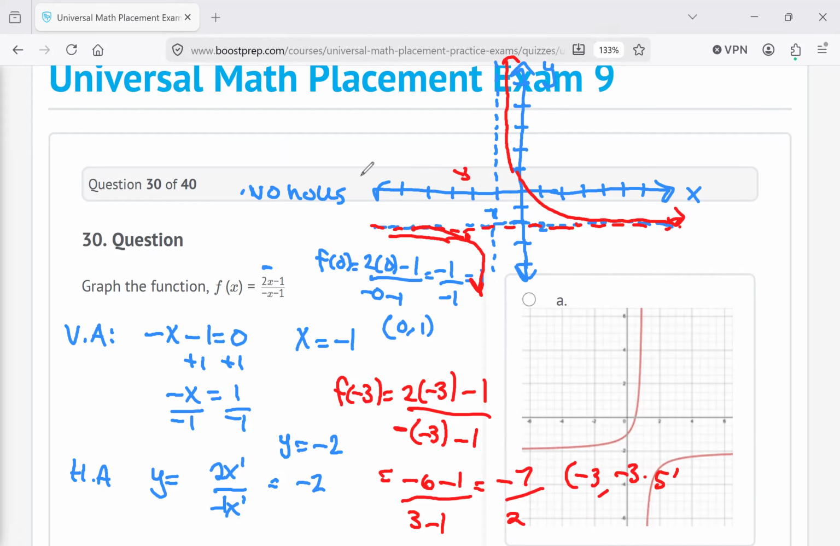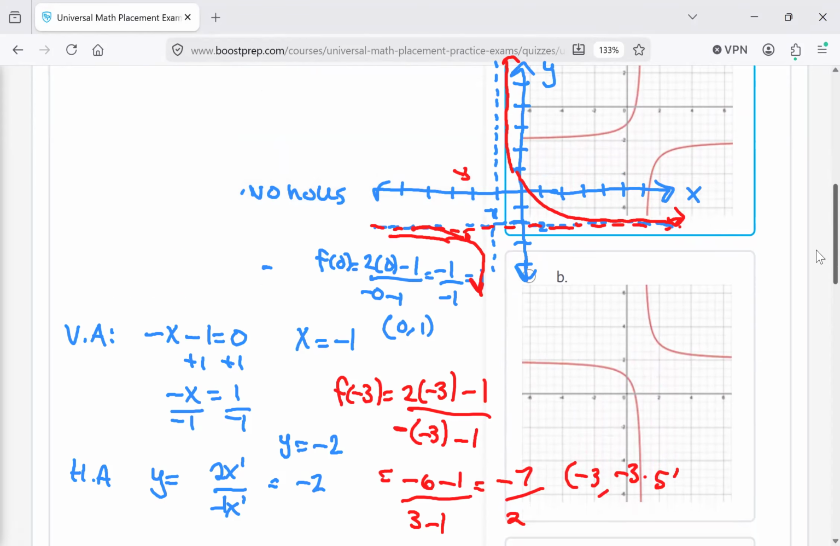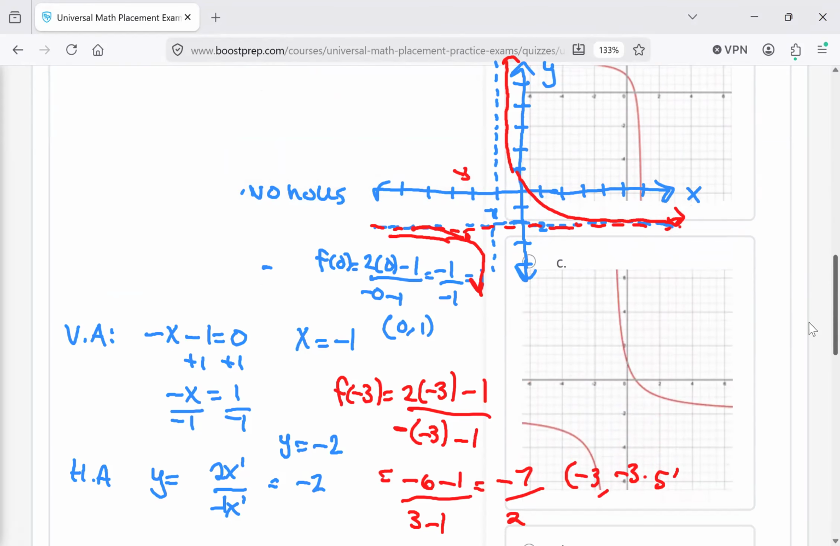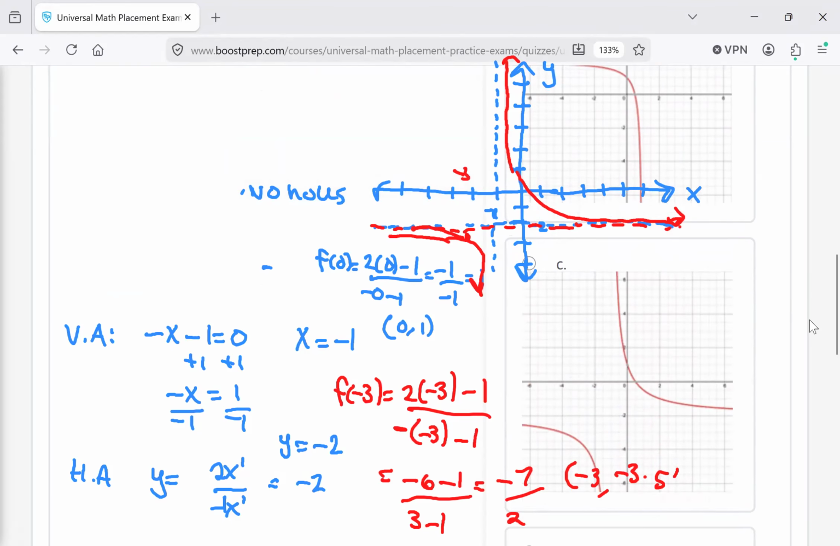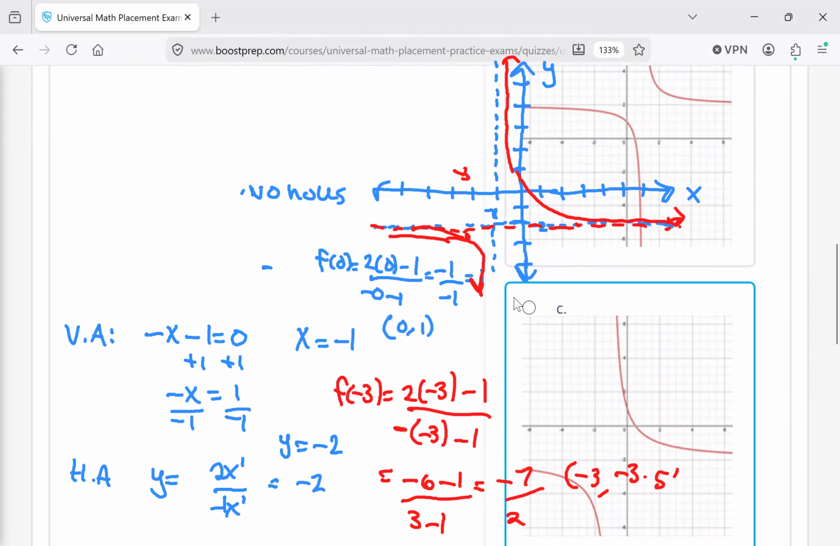I don't think it's A. Is it B? Maybe, right? Vertical asymptote, no, no, that's off. Oh, here, maybe C, because the vertical asymptote at negative 1. Yeah, it looks like it's C. Let me double check D. No, it's off. So I'm going to say C.